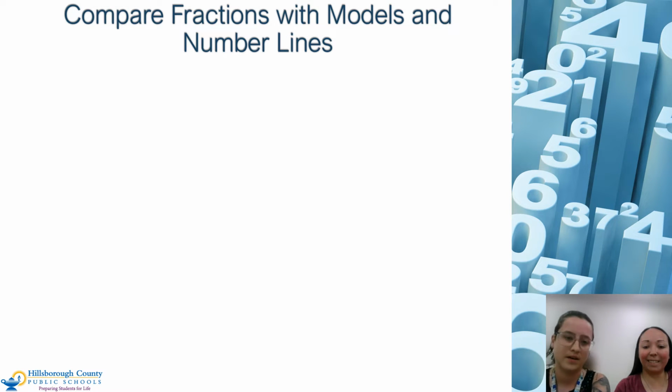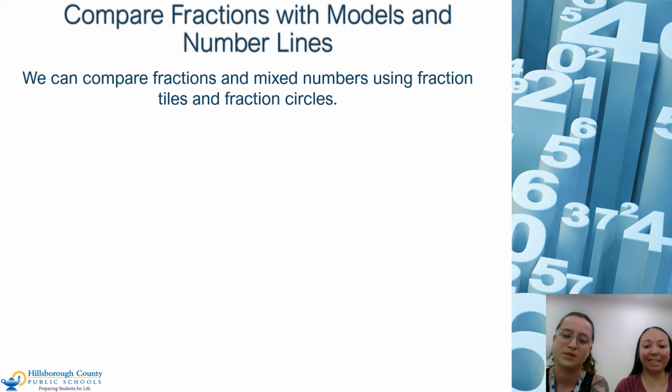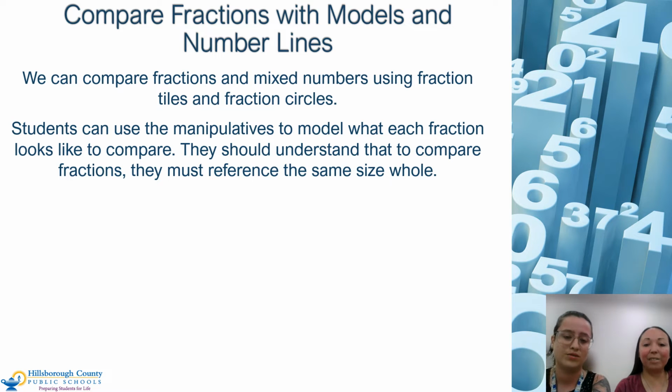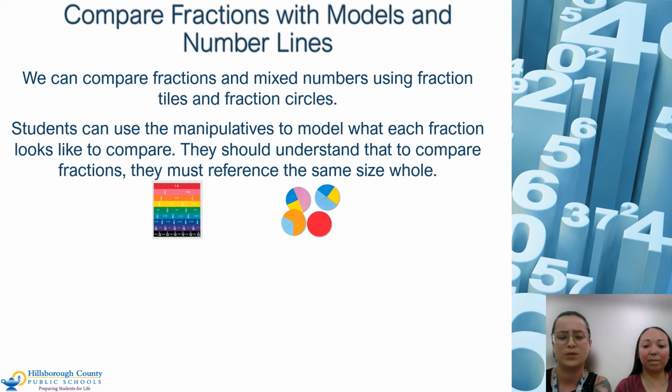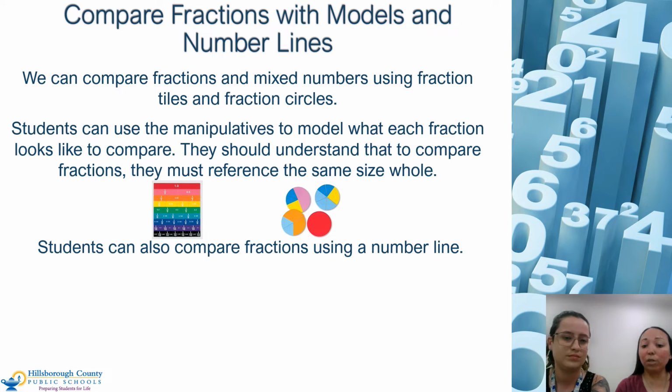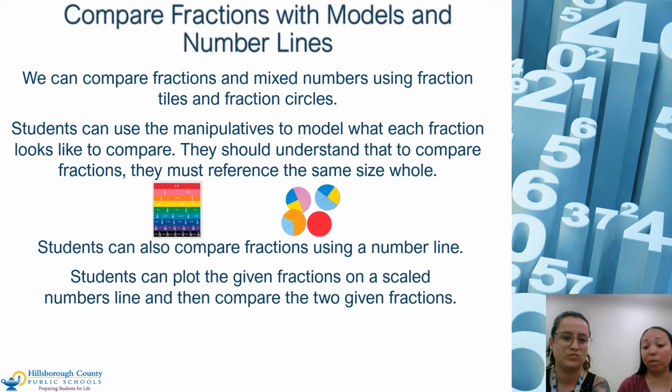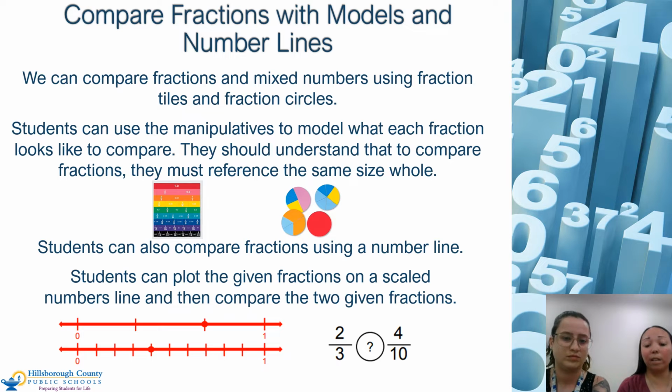As students begin to compare fractions with models and number lines, they first need to be able to use those fraction tiles and those fraction circles to represent and build a model of those fractions. They should then be able to use those models to compare the sizes and determine which is greater than, less than, or equal to. It's really critical that students understand that when we're comparing fractions, they have to reference the same size whole. And students can also do that using a number line, also referencing the same size whole. So they can plot their given fractions on a scaled number line, and then they compare using the greater than, less than, or equal to symbols for that number line.